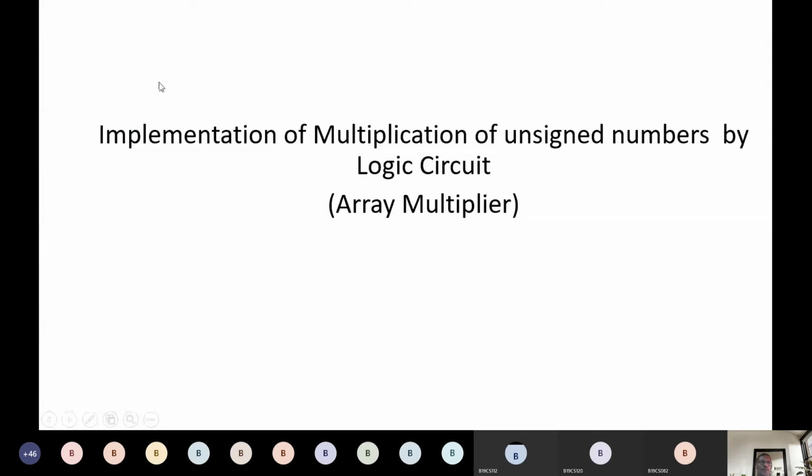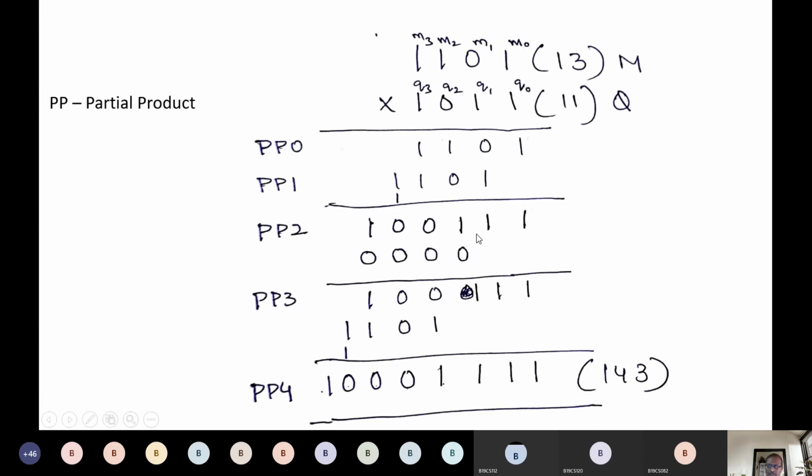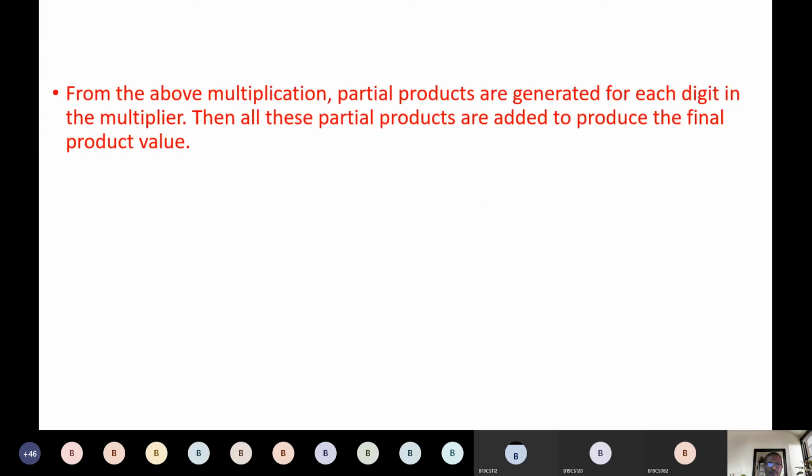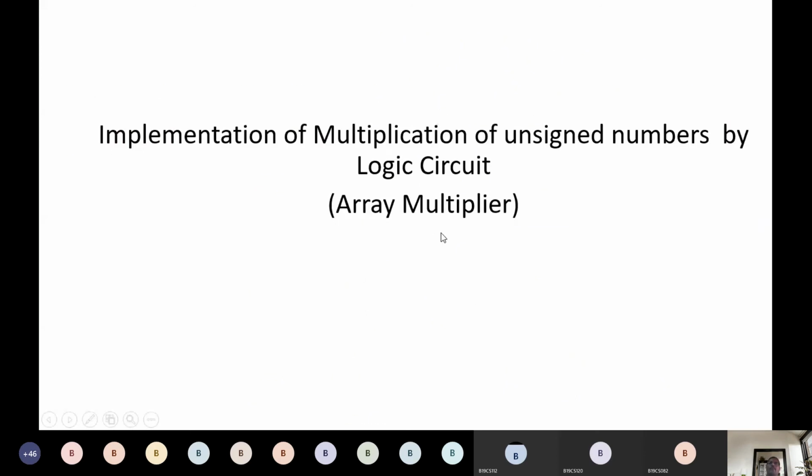How do we implement this multiplication of unsigned numbers by a logic circuit? How do we implement the multiplication we had seen just now? This part can be implemented with an array multiplier. This is the array multiplier, which does the implementation of that multiplication.